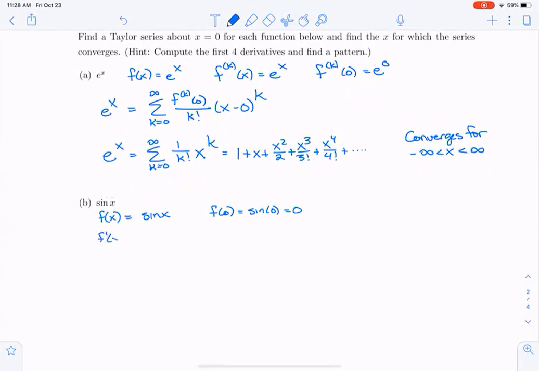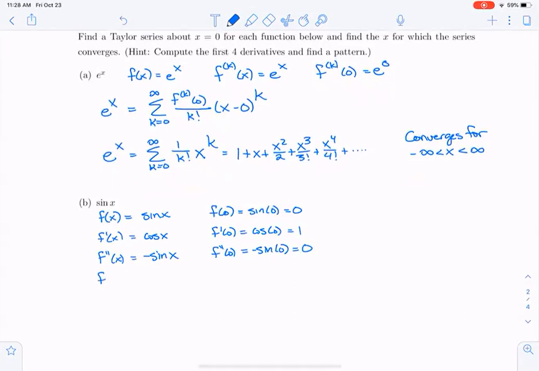The derivative of sine is cosine. And so the derivative at 0 is cosine of 0, which is 1. The second derivative is negative sine of x, just taking another derivative. So the second derivative at 0 is negative sine of 0, also known as 0.